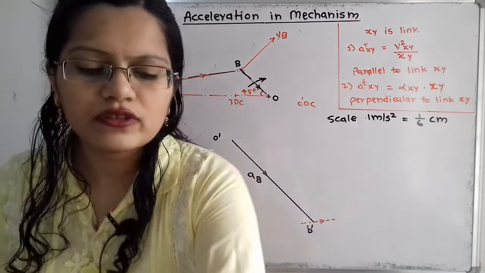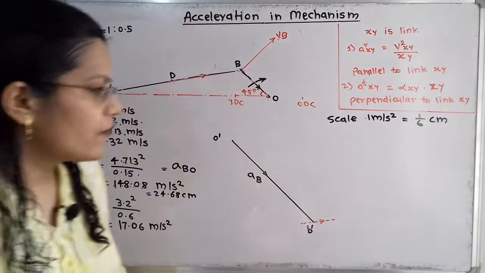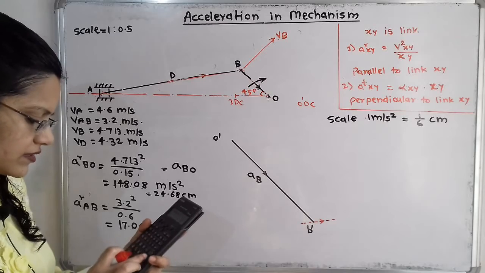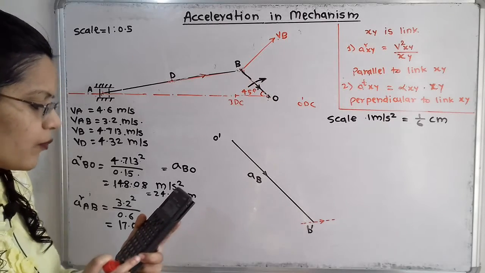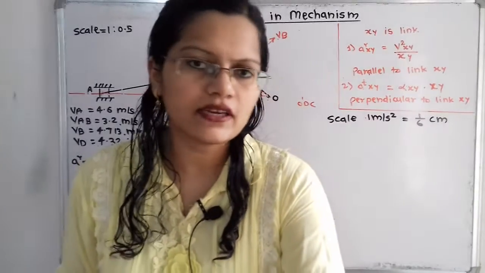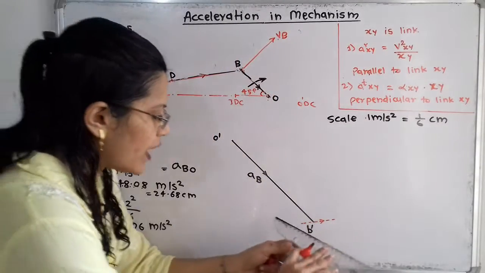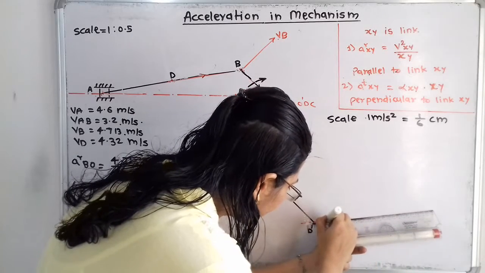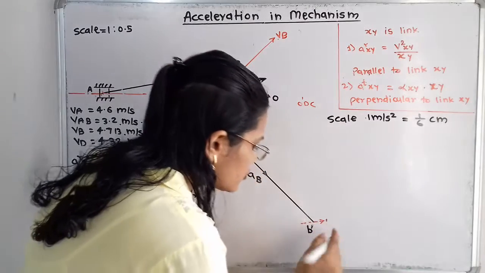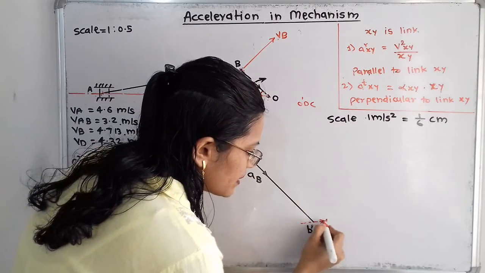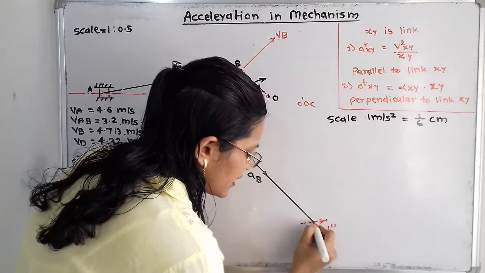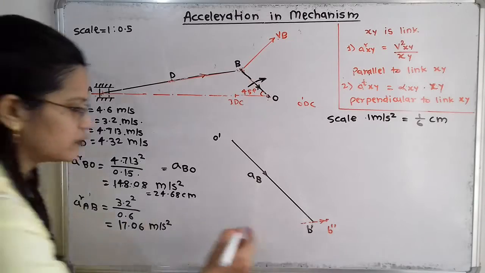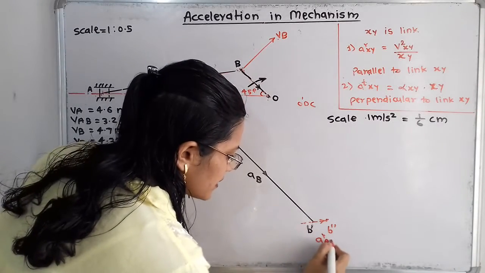Now what is the magnitude that we have to take? So with this scale 1 is to 1 by 6, that is here 17.06 divided by 6, 2.84. So I have to take here 2.8 centimeter. So I will take the distance equal to 2.8 and I will select one point. So this point will be B dash to B double dash. I will refer to it as B double dash, and this vector B dash to B double dash will indicate the value of ARAB. So I will write here ARAB.